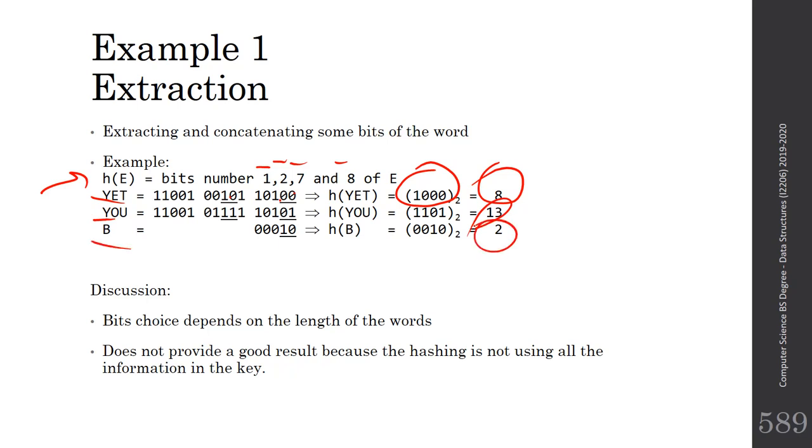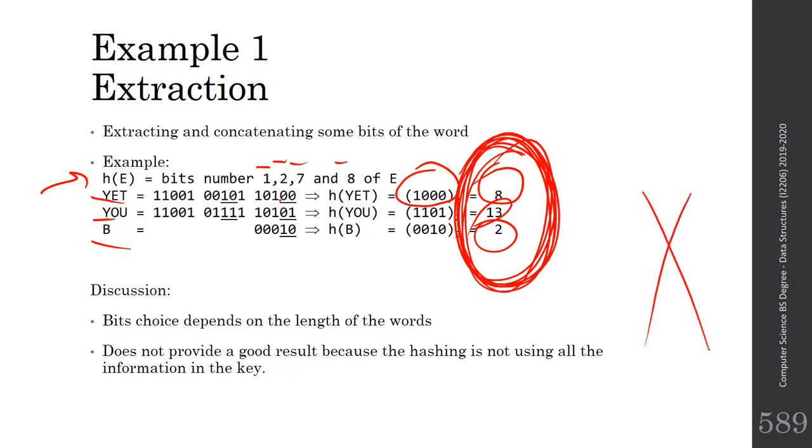So obviously, as we have seen earlier in the characteristics of hashing functions, this is not a good hashing function because we are not taking into account all the information in the key. Even if I have bigger words or smaller words, I will not be able to know if the distribution is good here, because maybe all the words will end with the same hashing value. So this is not a good hashing function.